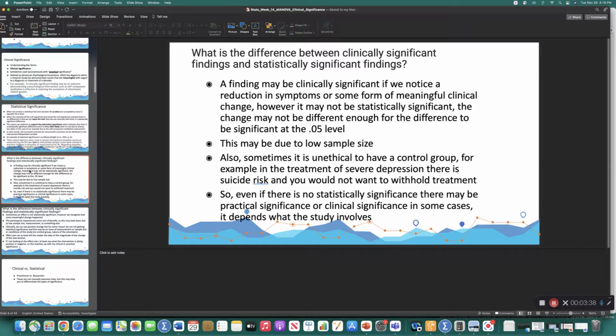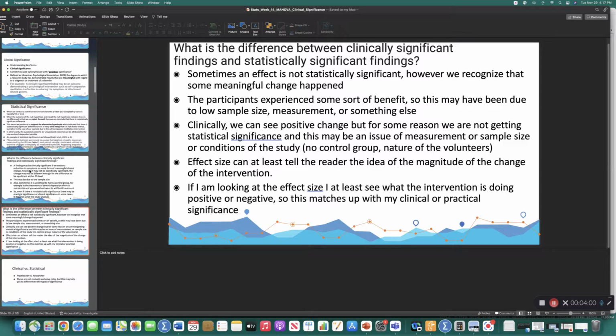For example, in some cases, like severe treatment of depression, when there's a suicide risk, we would not want to withhold treatment. And so in those cases, perhaps we wouldn't have a control group, which might impact the findings. So even if there's no statistical significance, there may be practical significance or clinical significance in some cases. So it just depends on what the study involves.